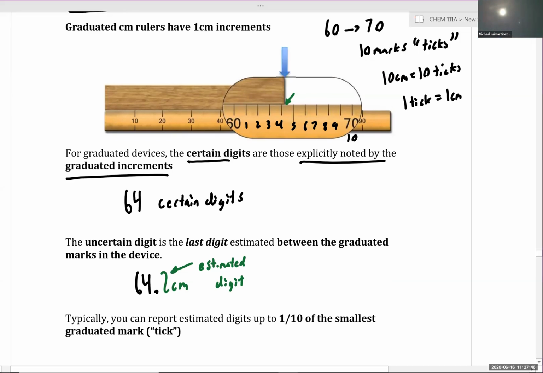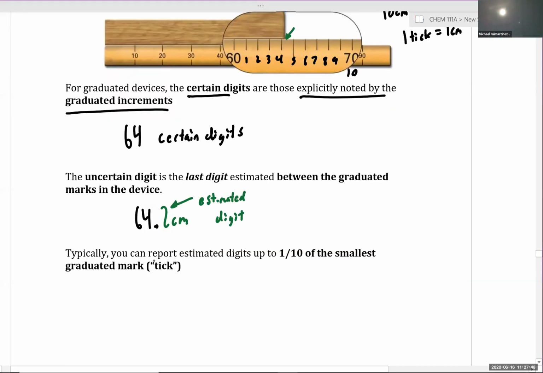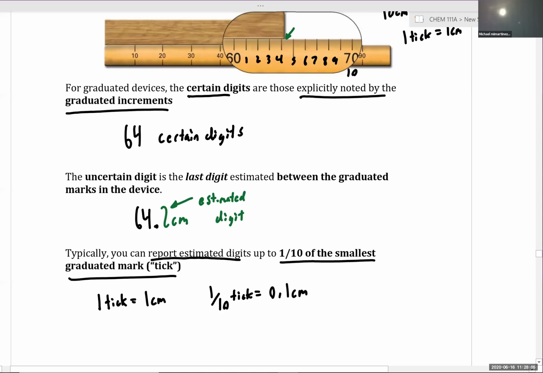Okay, so as a general rule, you can typically report estimated digits up to 1/10 of the smallest graduated mark, which is a tick. So for example, in this case, 1 tick is 1 centimeter. So 1/10 of a tick is equal to 0.1 centimeter. So we can estimate to the 10th place.